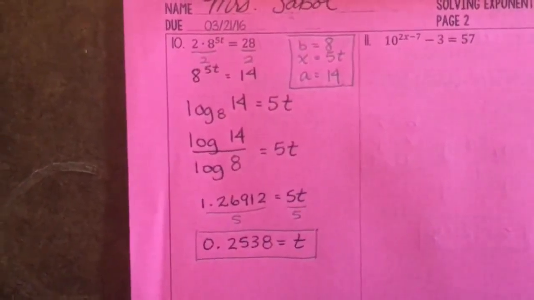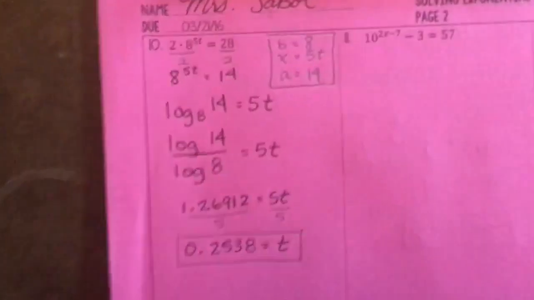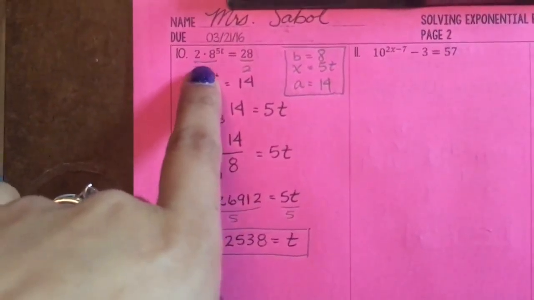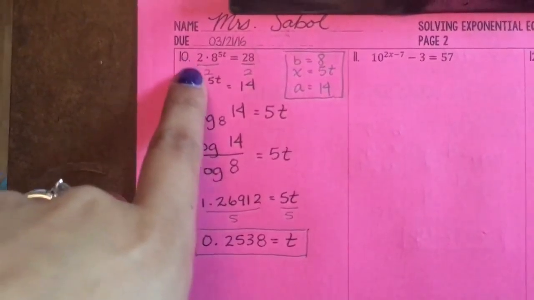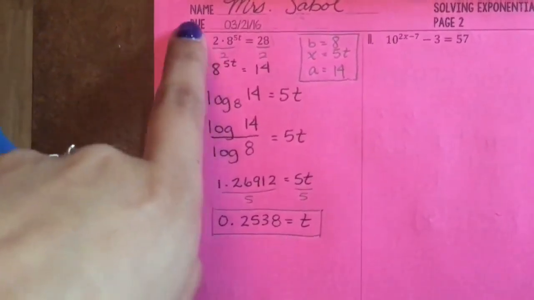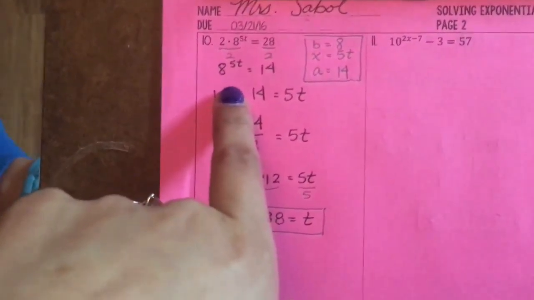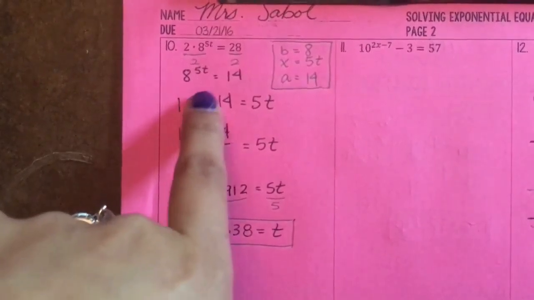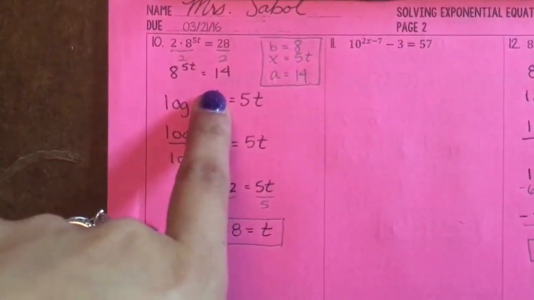If you recall, the first step of solving exponential expressions is to isolate our exponential expression. Here you see that 8 to the 5t is not isolated because it has a coefficient of 2 out front. To remove this, we must divide both sides by 2. This leaves behind only our exponential expression on the left, 8 to the 5t, and 14 on the right.